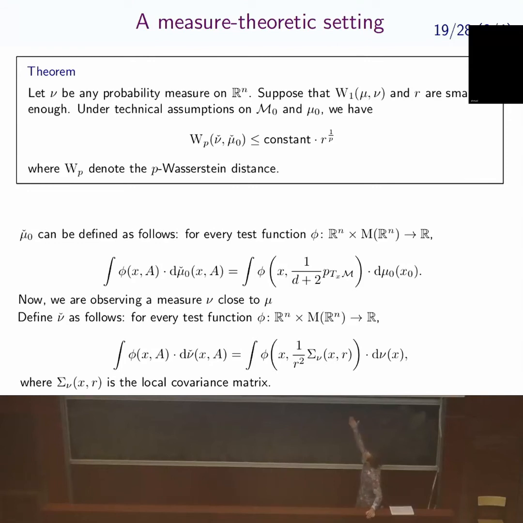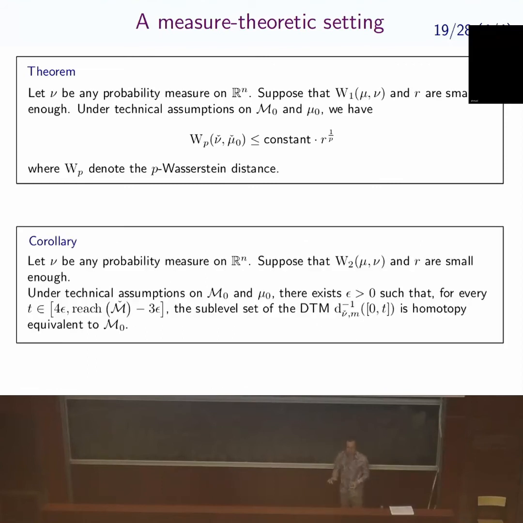Fine. And as a consequence, we can estimate M check, the lifted manifold, that is to say M0, because they are diffeomorphic. So how can I obtain the homotopy type of M check? I have a measure nu, I lift it in the lift space, and here I consider the DTM, the distance to measure, on nu check. And there exist some sublevel sets of the DTM that have the homotopy type of M check.